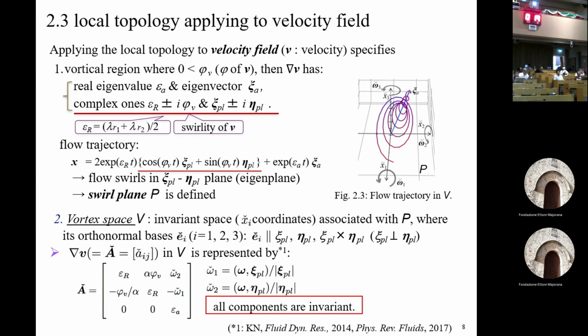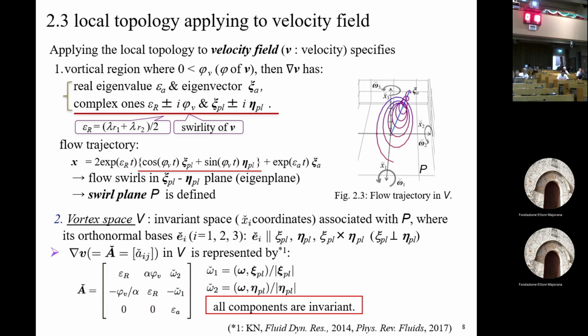It indicates that the flow swirls with the intensity of the swirlity of velocity in the plane defined by xi PL and eta PL. So the swirl plane is defined by xi PL and eta PL. With swirling, it converges or diverges according to the sign and intensity of epsilon r, which is just equal to the arithmetic average of the eigenvalues of the radial component. And the flow also proceeds or converges along the xi A real eigenvector.